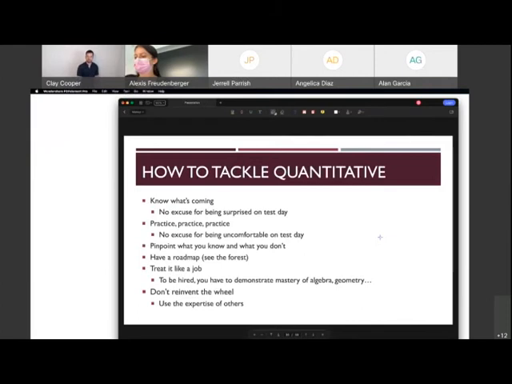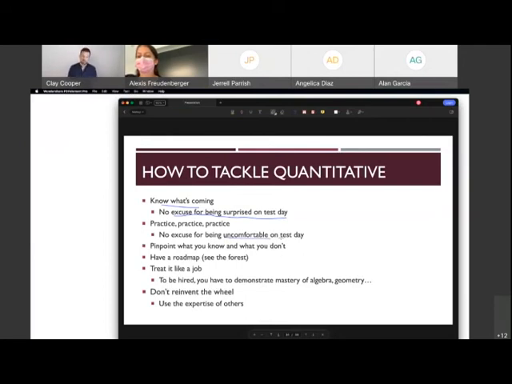Okay, so briefly, let me give you a big picture recap of the quantitative section. Here's what you need to know to prepare. You need to know what's coming. There is no excuse for being surprised by what you find on test day. Does that make sense? There's no excuse for it. There is every bit of information you need out there right now about what's going to be on the test. So if you show up to take the test and you're surprised by what's on it, that represents a failure to prepare sufficiently.